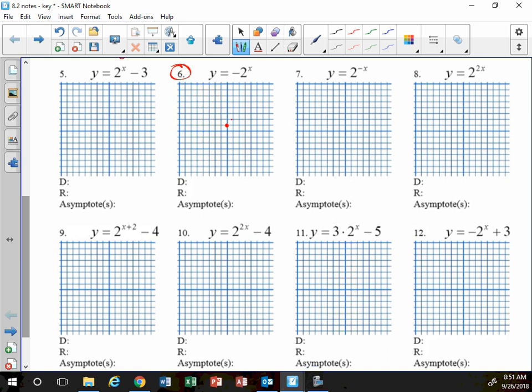0, 1, and 1, 2. Every single time, start with those, or whatever your base is. And then we'll deal with what's happening in the equation. So what do we have this time?